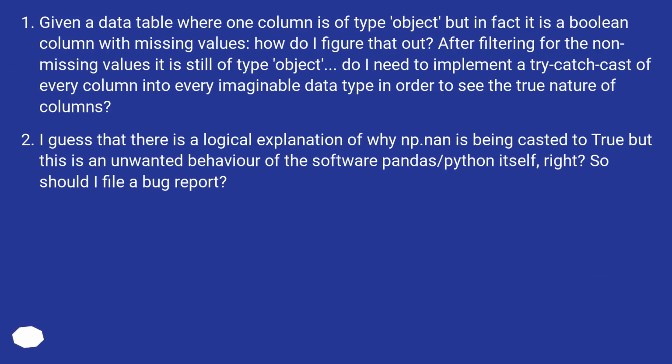Given a data table where one column is of type object but in fact it is a Boolean column with missing values, how do I figure that out? After filtering for the non-missing values it is still of type object. Do I need to implement a try-catch cast of every column into every imaginable data type in order to see the true nature of columns? I guess that there is a logical explanation of why np.nan is being casted to True, but this is an unwanted behavior of the software pandas/Python itself, right? So should I file a bug report?